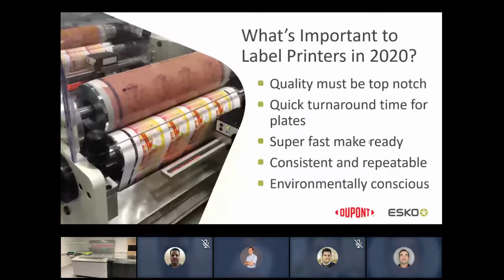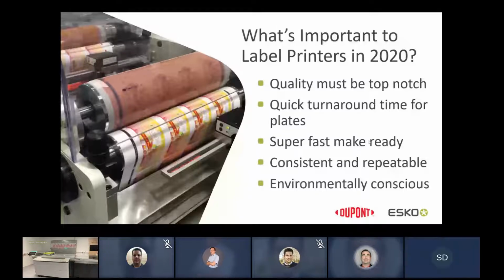Number two, you have to be able to make a plate quickly. In today's fast-paced world, things have to turn around quick on the press. You get a job in, and maybe the same day you have to turn around and get on press and print it. And then we also have pressure from digital printing, which means that we just need to be faster and better in all aspects.